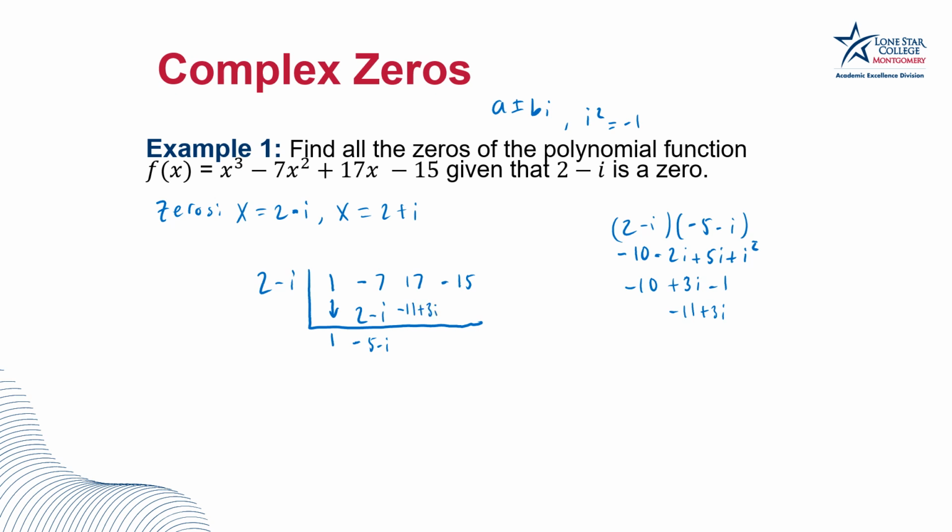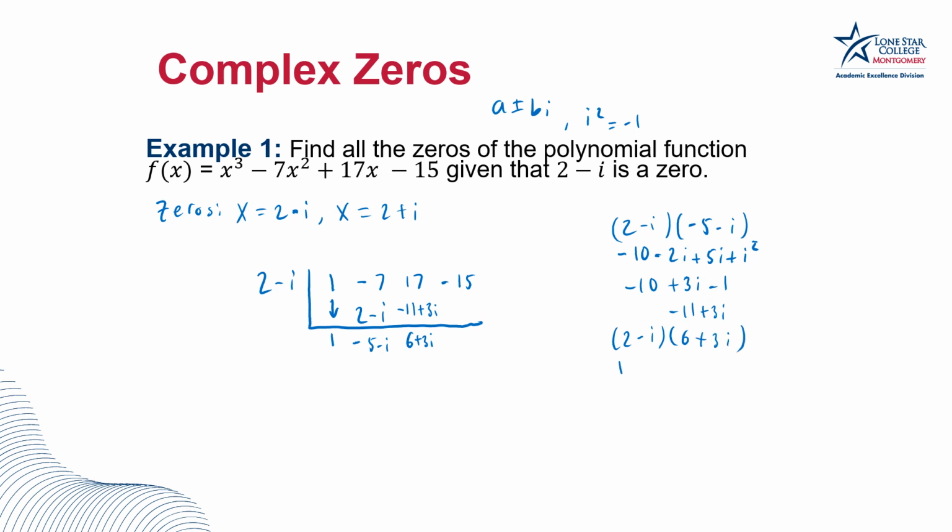Okay, so then now we combine 17 minus 11, which gives us 6 plus 3i. And again, we do the foiling process again. So let's write on the side here: 2 minus i, we're multiplying with 6 plus 3i. So we FOIL once again.